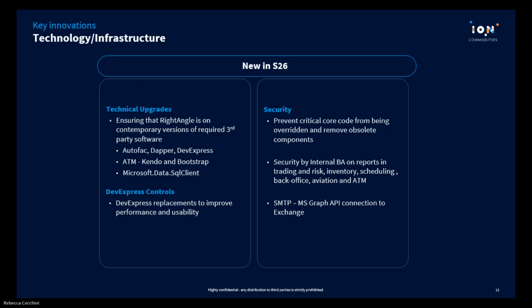And then we also made several security enhancements in S26. We did prevent some critical core code from being overridden and removed obsolete components. We finally rounded out our security by internal BA. So every report that can ultimately get back to a deal or back to an internal BA has the option of being secured by internal BA. And that is throughout the system, going from front office to back office, including aviation as well as ATM.